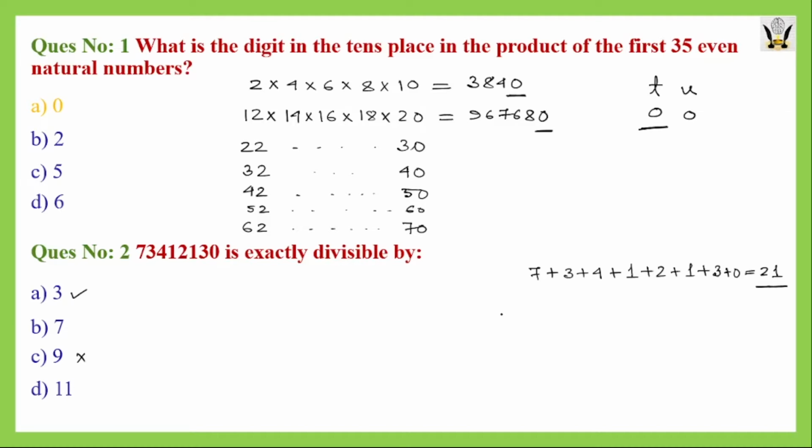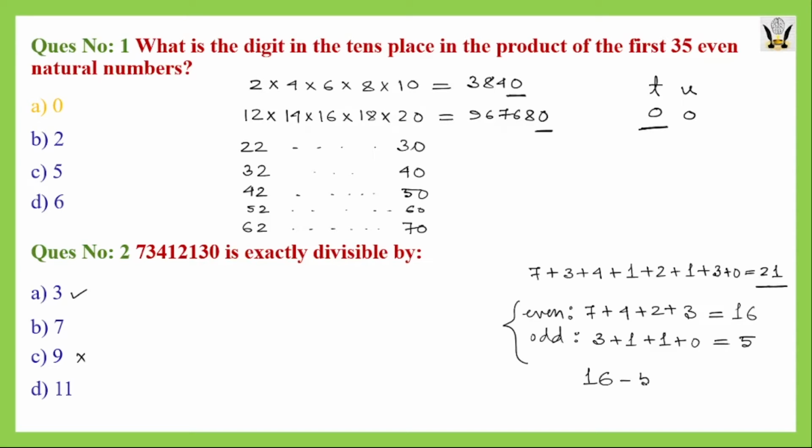Now for 11 we know that if the summation of the digits that we have at even places and the summation of the digits that we have at odd places, if the difference of those two summations is 0 or divisible by 11, then that given number will be divisible by 11. So here the summation of all the digits at even places is 16, and for odd places that summation is 5. And if we take the difference, then the result of subtraction is 11, which is divisible by 11. That means the given number will be divisible by 11.